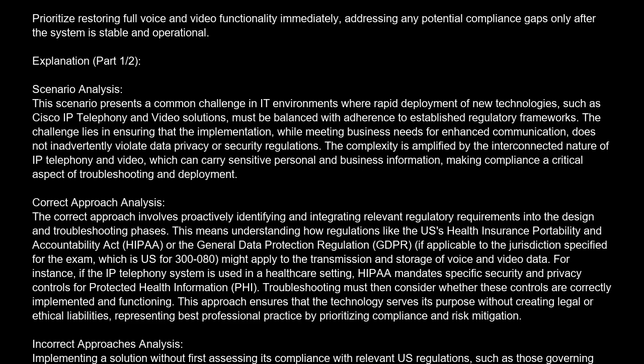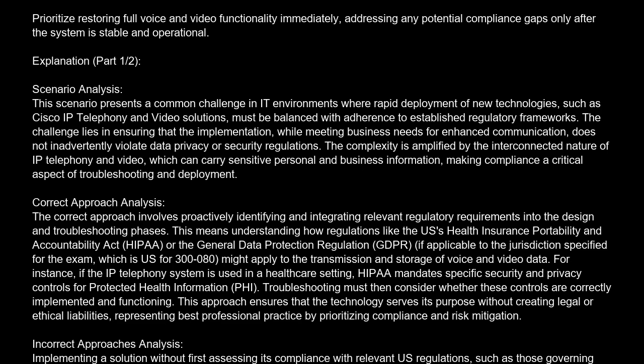Correct approach analysis. The correct approach involves proactively identifying and integrating relevant regulatory requirements into the design and troubleshooting phases. This means understanding how regulations like the U.S.'s Health Insurance Portability and Accountability Act, HIPAA, or the General Data Protection Regulation, GDPR, if applicable to the jurisdiction specified for the exam, which is U.S. for 300-080, might apply to the transmission and storage of voice and video data.